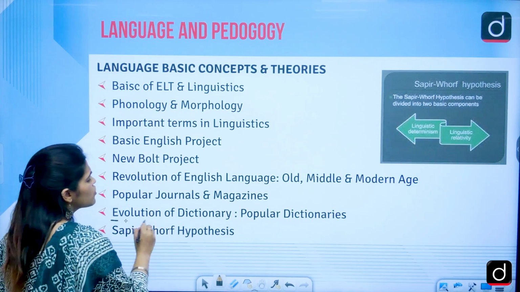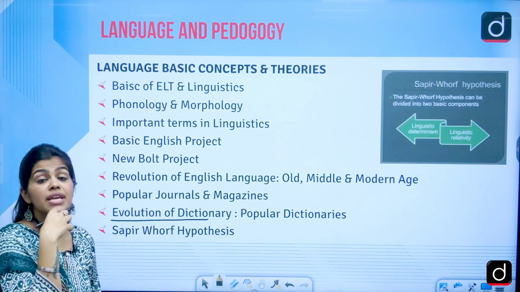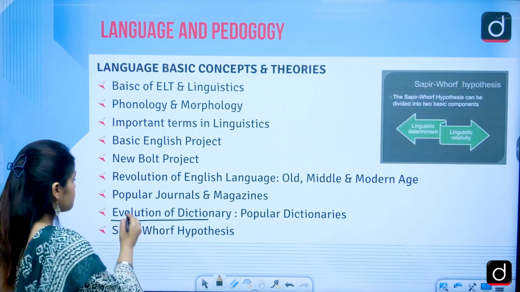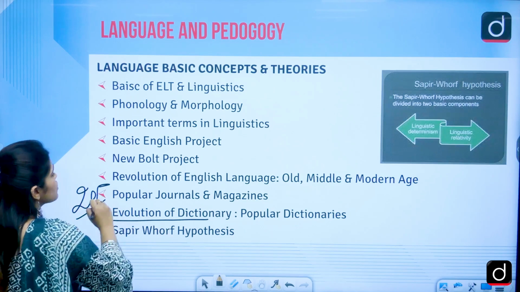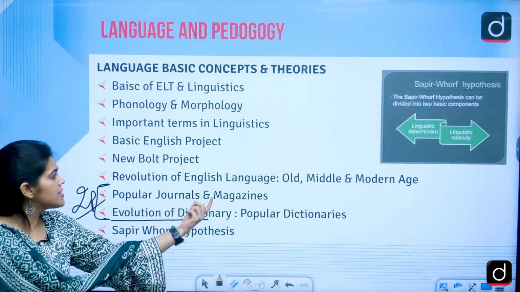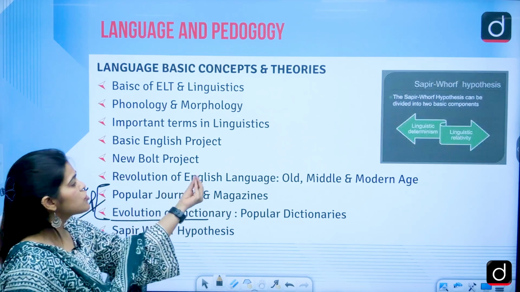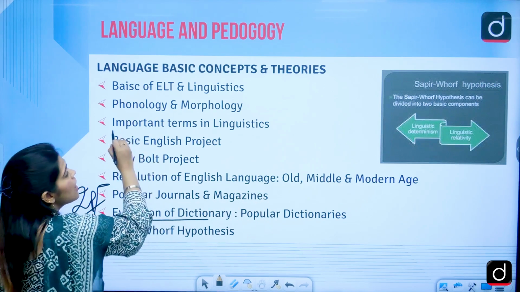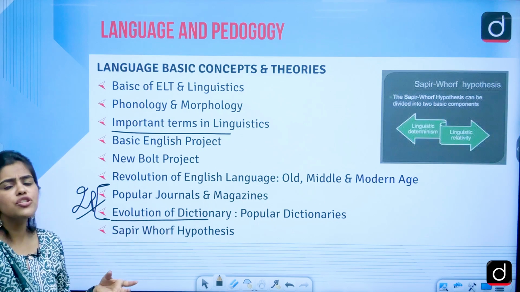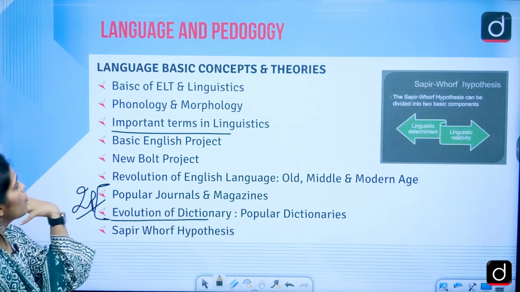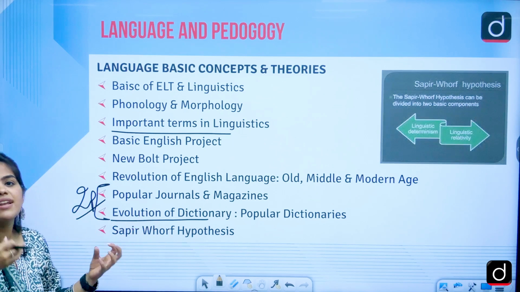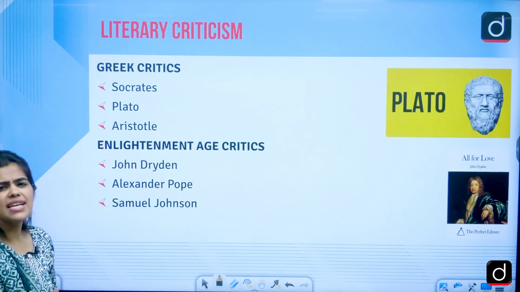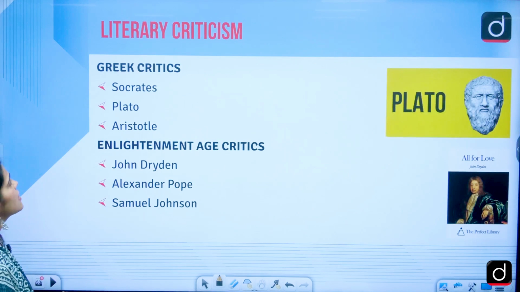We'll study about all the evolutions of different dictionaries, contemporary dictionaries or the contemporary magazines. Very important. They ask questions from the popular journals and magazines. We'll study about the evolution of the English language. How did it evolve? We'll study about the terms related to linguistics like phonology, semiotics, what is morphology, all the terms related to ELT, right? So we'll study that and it is very easy. In three classes, we can complete this unit.